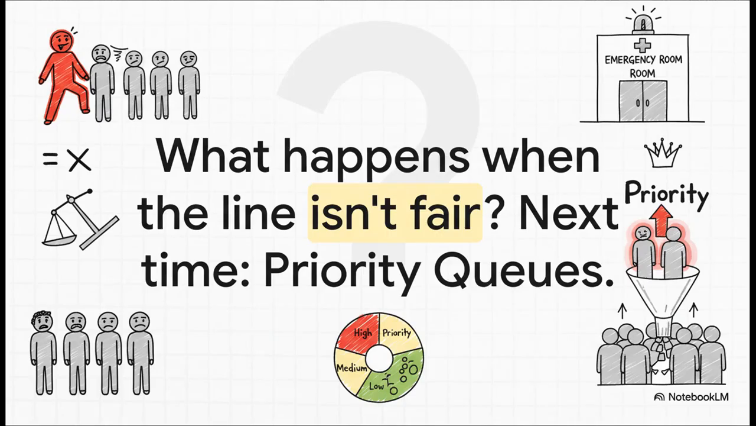But all this talk about fairness leaves us with one last, really interesting question. What happens when the line isn't supposed to be fair? I mean, what if some items in the line are way more important than others? An emergency room doesn't work on a first come, first served basis, right? For situations like that, we need a special kind of queue, and that's exactly what we're going to dive into next time, the priority queue.